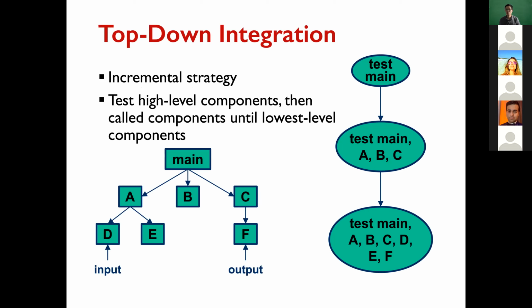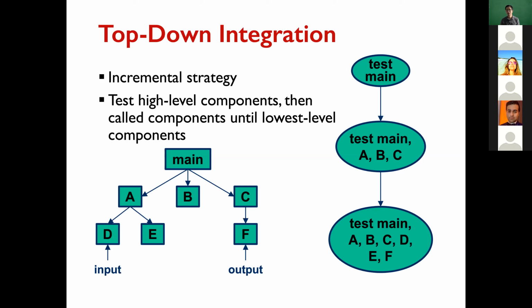Another way is to do incremental testing. Instead of testing all the units together, we do it step by step. The first one is top-down strategy, top-down integration. So what do we do? We first test the highest level. Then we test the lower level components until all the components are tested. Like in this example, we would first test the main unit.